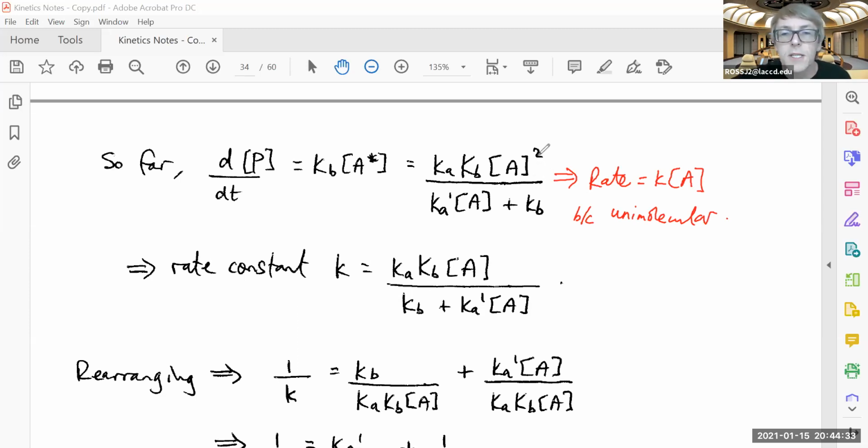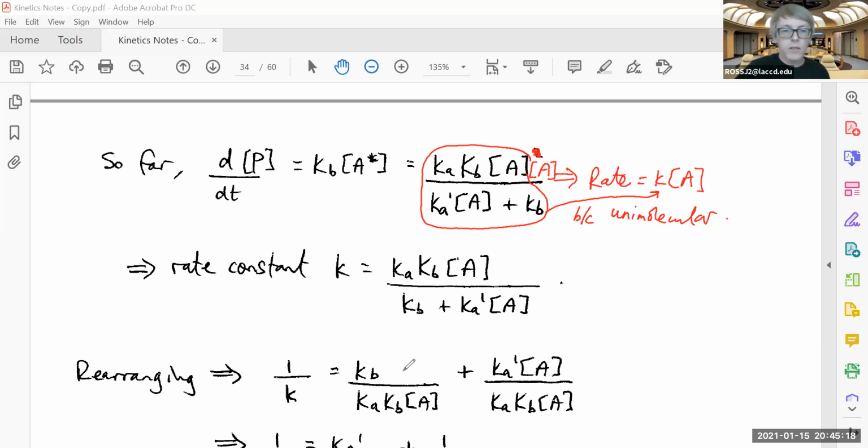So if I split this A squared up, if I actually flesh out the A and get rid of that square sign here, then all of this stuff here must be the rate constant, right? So that's all we've done here. So ka, kb, A in the numerator, and then kb, kb, and then ka prime A in the denominator. That's our new k. So if that's k, all I do is tack on the second A, and I have my rate expression. Okay, so we've got the rate constant for this process.